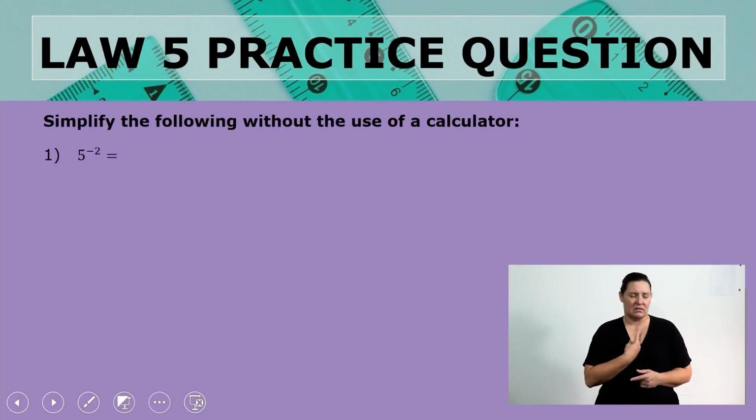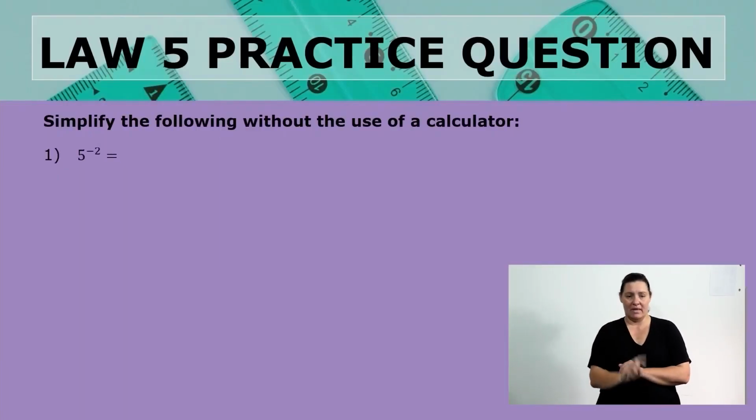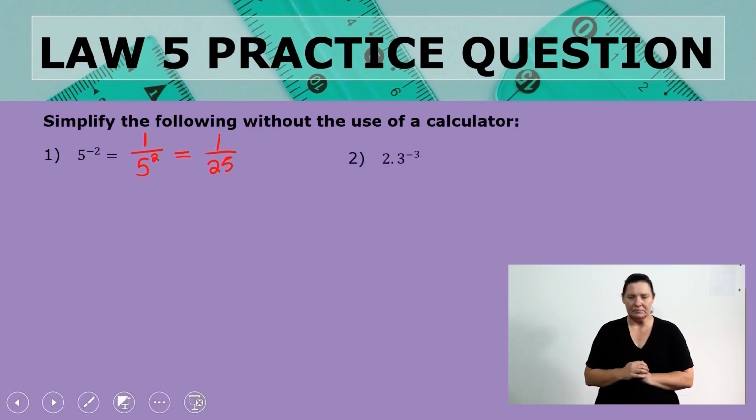So let's remind ourselves of law number 5, where we have a negative exponent. So we have here 5 to the exponent negative 2. Do you remember what happens when we have a negative exponent? It is going to become a denominator, or a fraction actually, and that is going to be 1 divided by 5 squared. So now the exponent is positive, and we know that 5 squared is 25. This means that our answer to 5 to the exponent negative 2 is 1 divided by 25.